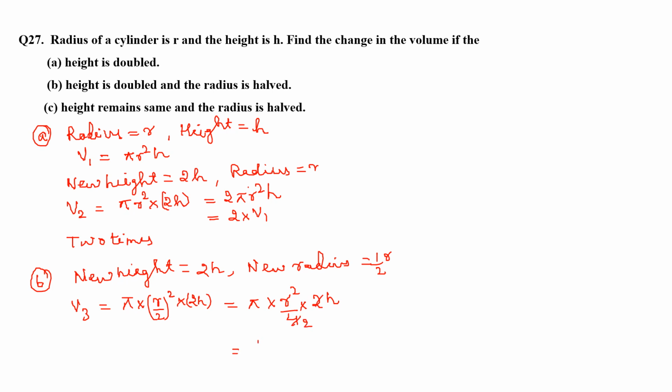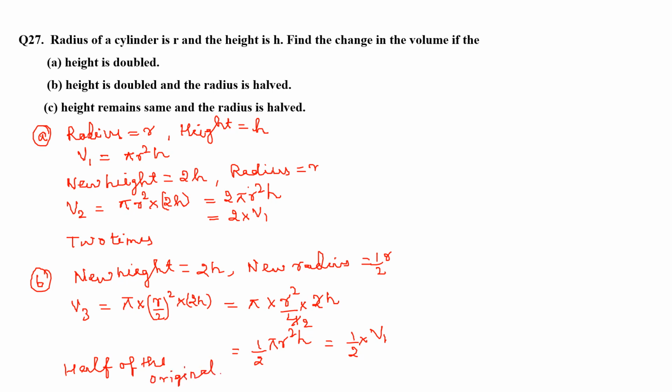So from here you can see it is half of pi r square h. If you compare this with the original one, the original volume is pi r square h and now this is half of pi r square h. It means the volume also became half of the original one. Okay, half of the original one. This is the change in the volume.